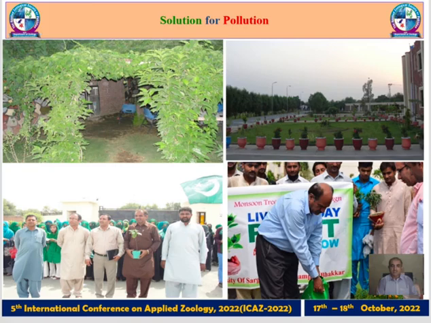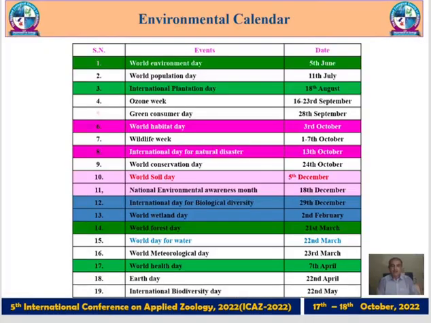So there is a need to think about the environmental calendar for a clean and green environment. As we know, World Environment Day falls on the 5th of June, World Population Day on the 11th of July, International Plantation Day on 18th of August, Ozone Week on the 16th to 23rd of September, and similarly Wildlife Week on the 1st to 7th of October, and all the other important events of the environmental calendar are mentioned here in this slide.